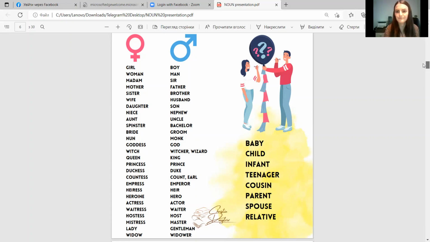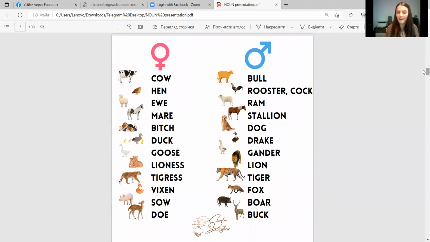Then, here you have the gender of different animals. And again, on the left you can see feminine, on the right you can see masculine. And you have pictures, they have to help you with translation. Cow, bull, hen, rooster, cock, ewe, ram, mare, stallion, bitch, dog, duck, drake, goose, gander, lioness, lion, tigress, tiger, vixen, fox, sow, boar, doe, buck.